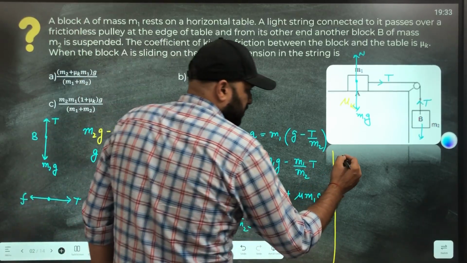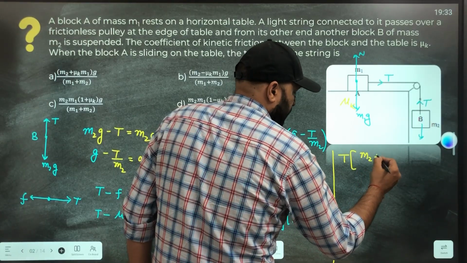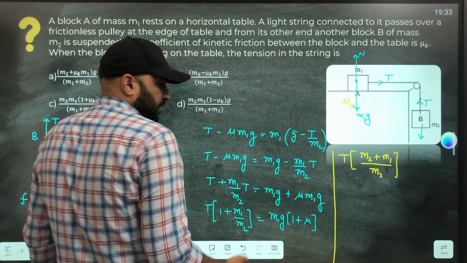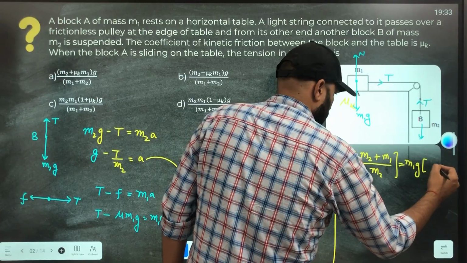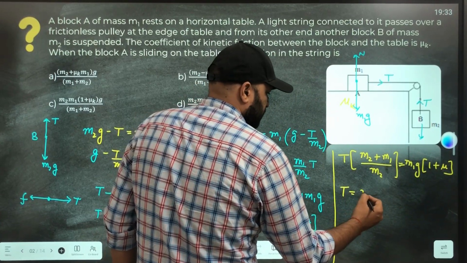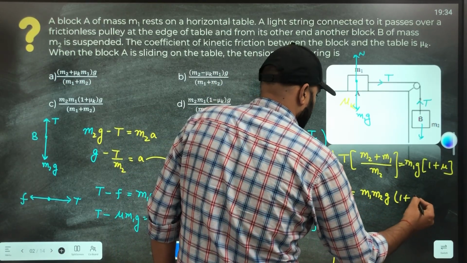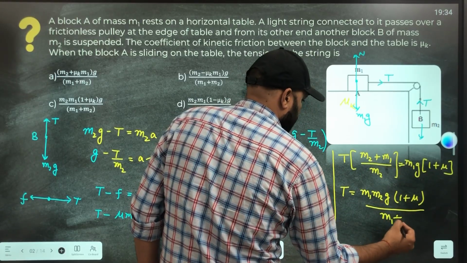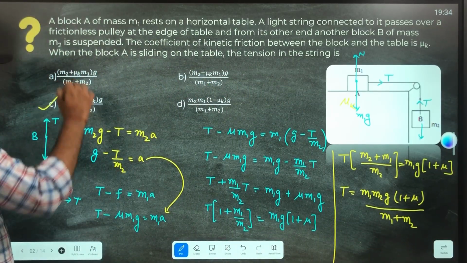So, this will be T into m2 plus m1 whole divided by m2, and on the right hand side it will be m1g whole into 1 plus mu. Let's cross multiply. So tension T will be equal to m1 m2 g, correct, into 1 plus mu whole divided by, taking this below, it will be m1 plus m2. So this is the tension acting here, right? Okay. So that's our option C.